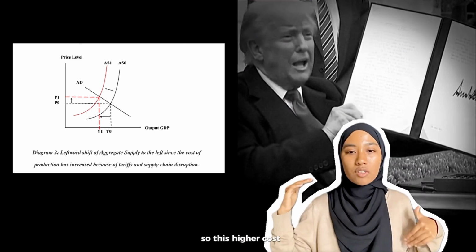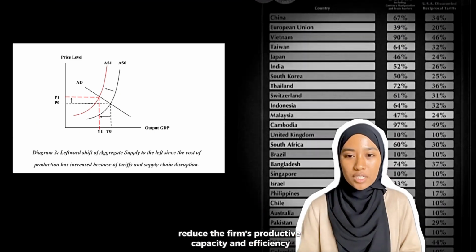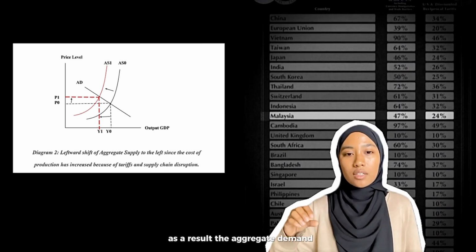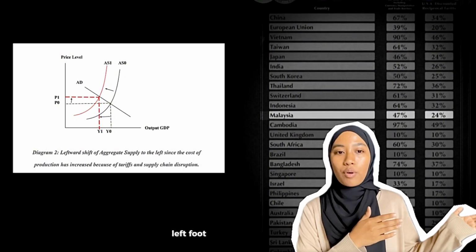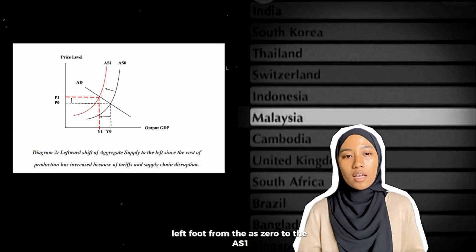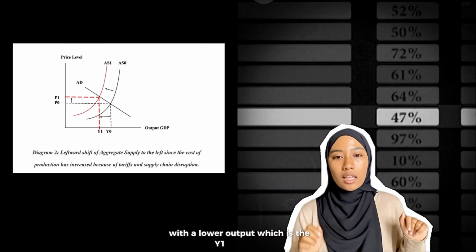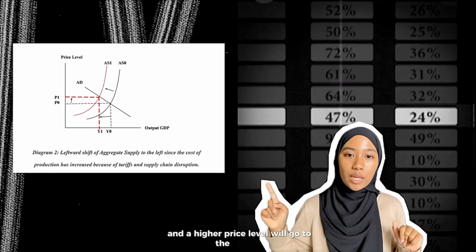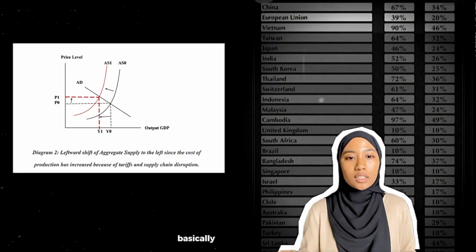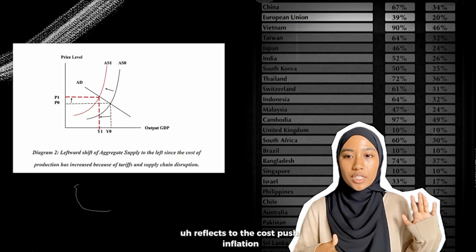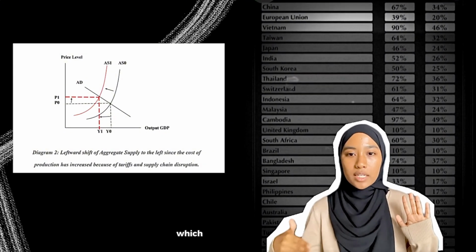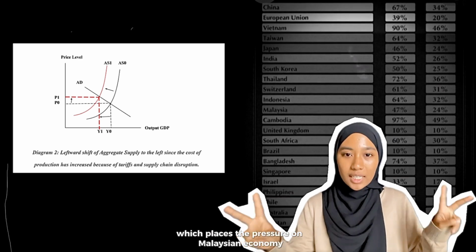These higher costs reduce the firm's productive capacity and efficiency. As a result, aggregate supply shifts leftward from AS0 to AS1. This leads to a new equilibrium with a lower output, Y1, at a higher price level, P1. Basically, this situation reflects cost-push inflation combined with lower economic output, which places pressure on the Malaysian economy.